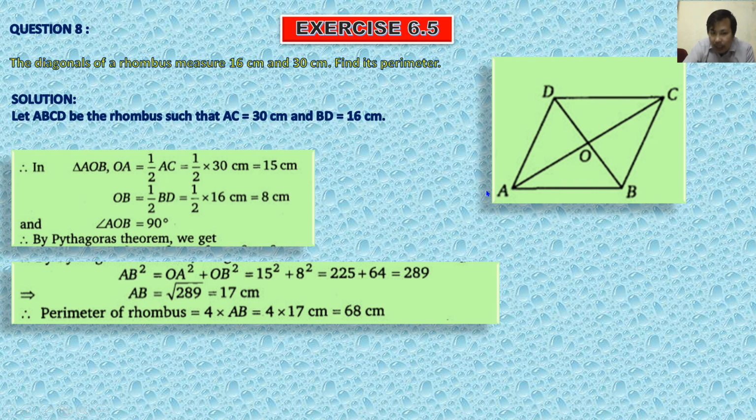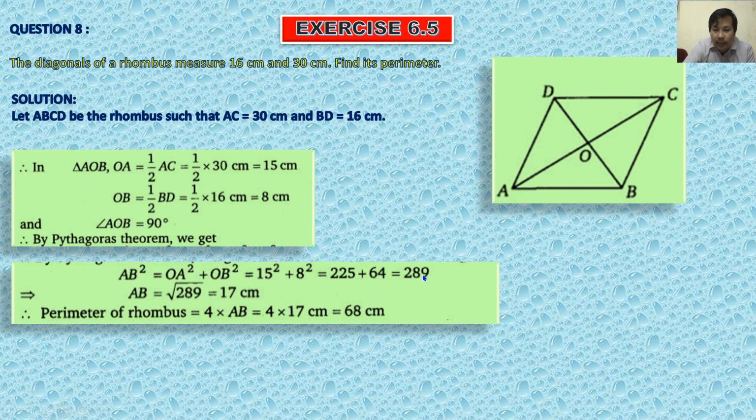Now AB is the hypotenuse. The square of the hypotenuse is equal to the sum of the squares of the other two legs, isn't it? By the Pythagoras theorem, that means AB square is equal to AO square plus OB square. AO square is 15 square and OB square is 8 square. So 15 square is 225 plus 8 square is 64. By adding these two we get 289. So AB square is equal to 289.